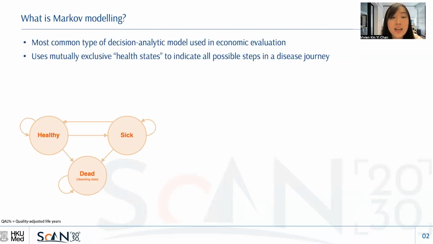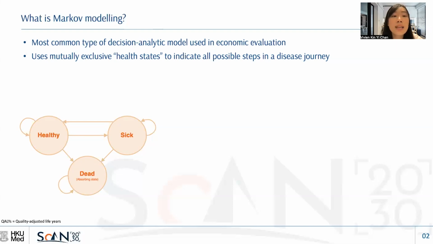At any time, patients in the healthy state can move to the sick state or remain in the healthy state. Similarly, patients in the sick state can also move back to the healthy state again or remain in the sick state. Meanwhile, both healthy and sick patients can die, with no arrows going back, which means that they are going to stay in the dead state forever once they enter it. So this is also called the absorbing state.